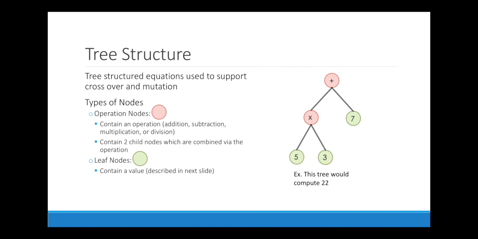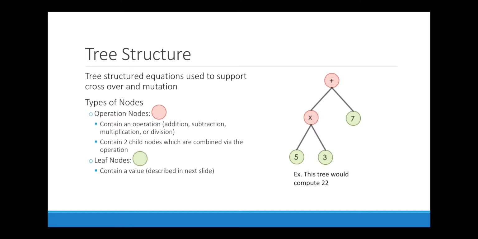Now let's talk about what parse trees look like. Parse trees consist of two types of nodes. The first one is an operator node, which contains a function from a function set. In this project, we chose our function set to contain addition, subtraction, multiplication, and division. These operator nodes have two children nodes, which can either be another operator node or the other type of node, a leaf node. Each leaf node denotes a value. These values are described in the next slide.